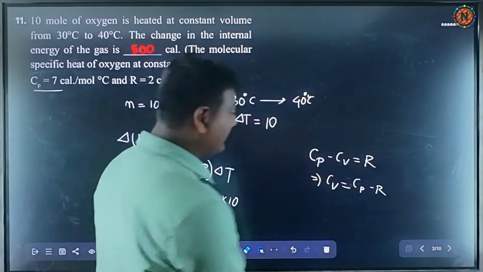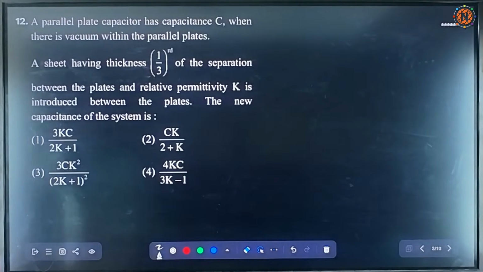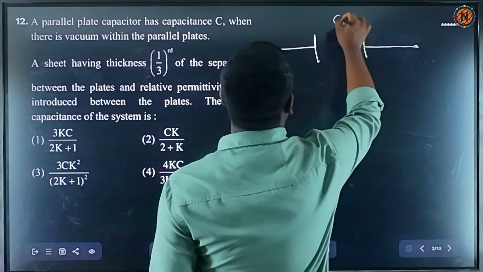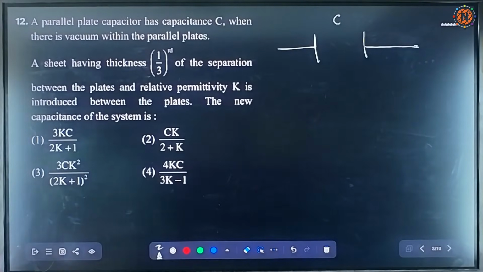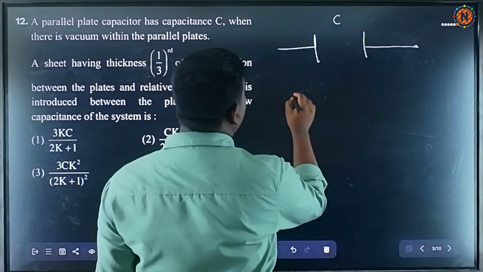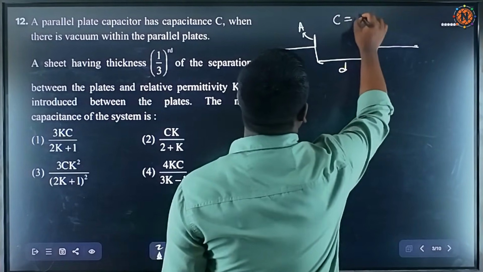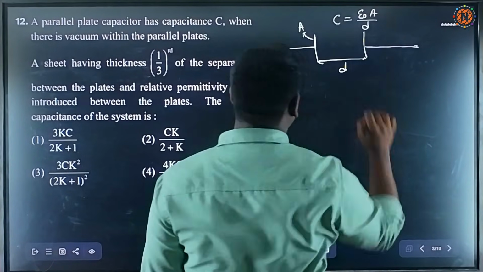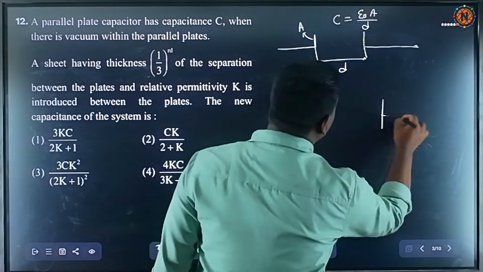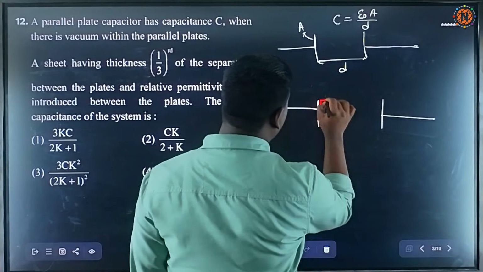Yes or no? Okay, let's move to the next question, that is, a parallel plate capacitor has capacitance C when air is there. Okay, next, a sheet having thickness 1/3 of the separation. So if this area is A and this thickness is D, we can write C is epsilon naught A by D, the capacitance of the parallel plate capacitor. Now what happens between these two plates of the capacitor? What we have done? We have inserted a dielectric.